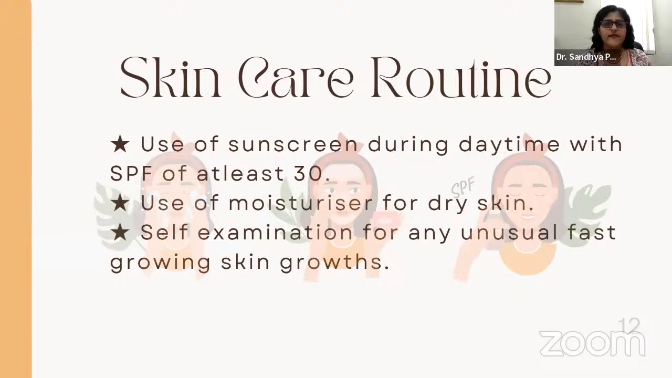Now, all of you must be interested in knowing the basic skincare routine and basic hair care routine. For an individualized experience, you better consult your dermatologist. But I can give some tips regarding the basic routine. Skincare routine: use of sunscreen during daytime with SPF of at least 30. Use of moisturizers for dry skin. These should be non-comedogenic and preferably paraben-free. And self-examination for any unusual fast-growing skin growths.